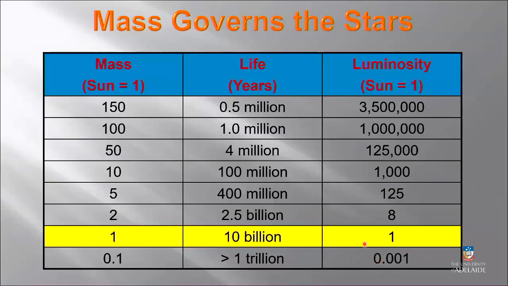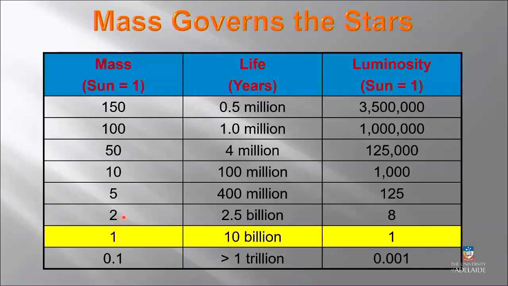So that's 0.1% of the solar output. And because of that, no red dwarf is visible to the naked eye. Even though 75% of all stars are red dwarfs, there's not one single red dwarf that's visible to the naked eye in the night sky. Not even close.